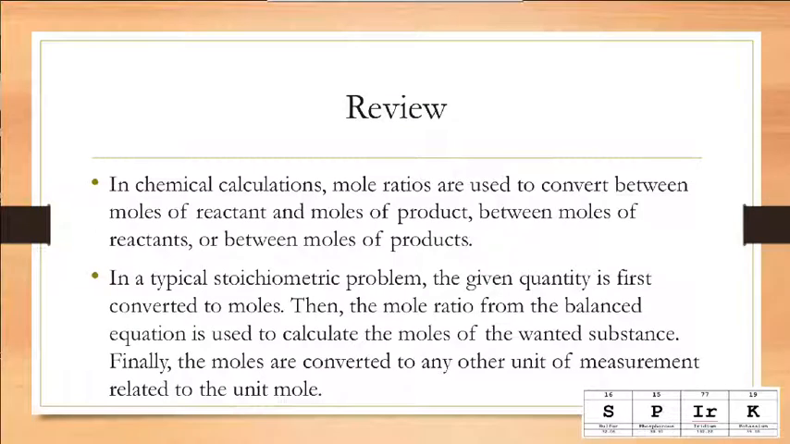Alright, so in review, in chemical calculations, mole ratios are used to convert between moles of a reactant and moles of a product, between moles of reactants, or between moles of products. We can go between any of the 4 or however many pieces of information are in our chemical equation. In a typical stoichiometric problem, the given quantity is first converted to moles, then the mole ratio from the balanced equation is used to calculate the moles of the wanted substance, and then finally, the moles are converted to any other unit of measurement related to the unit mole.